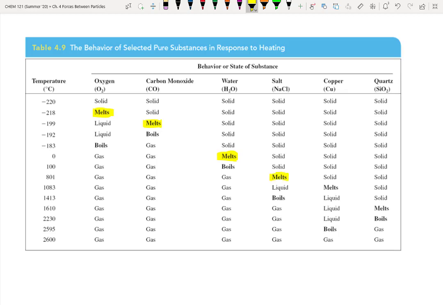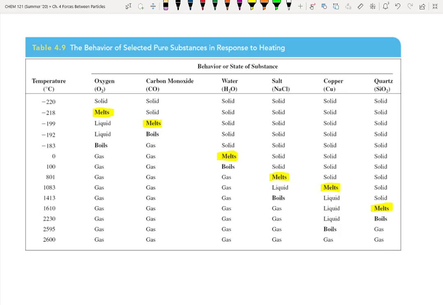Salt, NaCl, melts all the way at 801 degrees Celsius, so far hotter than your oven could ever get up to. You would actually have to have a special furnace to do this. Copper, kind of same idea. In order to melt copper, you're going to have to crank up the temperature even higher. And then last but not least, quartz, meaning sand, requires an insanely high temperature to melt. That's why you have to have special equipment to make glass. You can't just put it in a generic oven and melt sand and make glass at home.